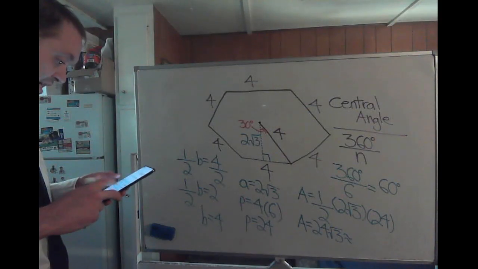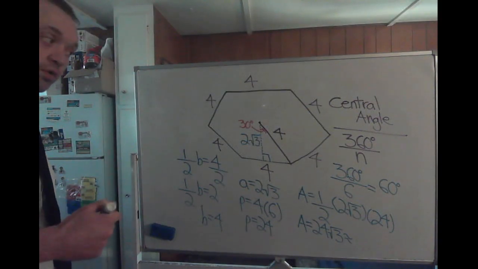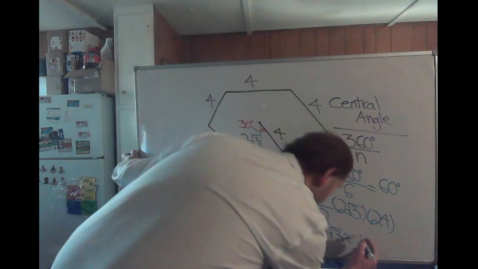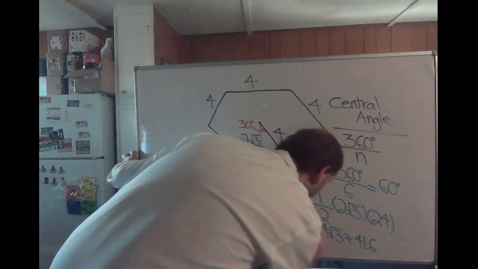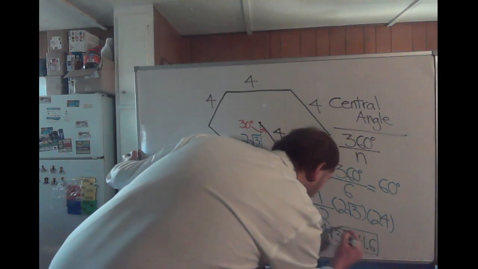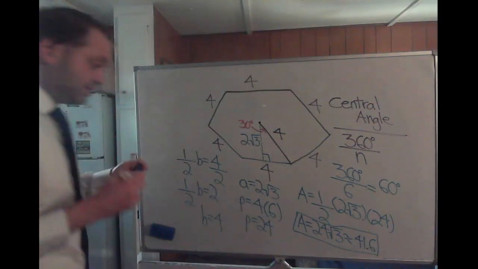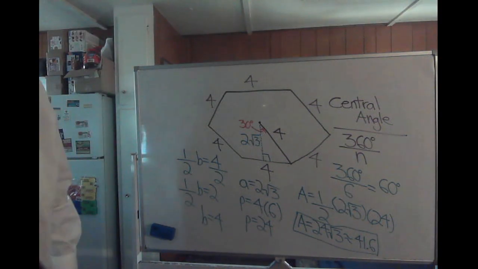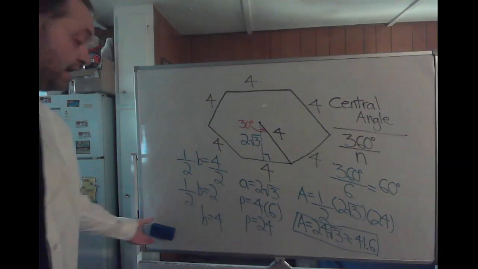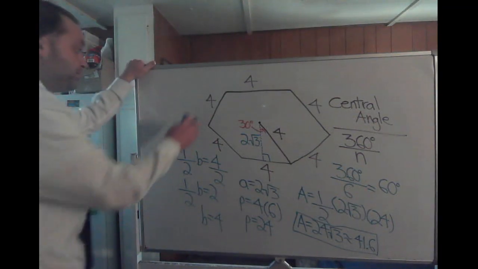So let's do a decimal approximation. That'd be about 41.6 square units. So the area of this regular hexagon is approximately 41.6 square units. And I do got more examples here.